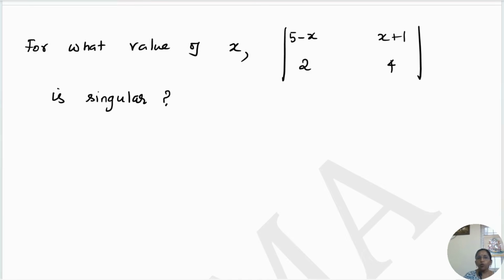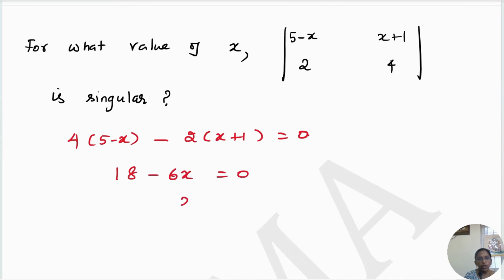Look at this question. For what value of x is the given determinant singular? Singular in the sense determinant value will be equal to 0. So you can find the determinant as 4 times 5 minus x minus 2 times x plus 1 is equal to 0. If you expand it, then that will be 18 minus 6x is equal to 0. So x is equal to 3 is our answer.